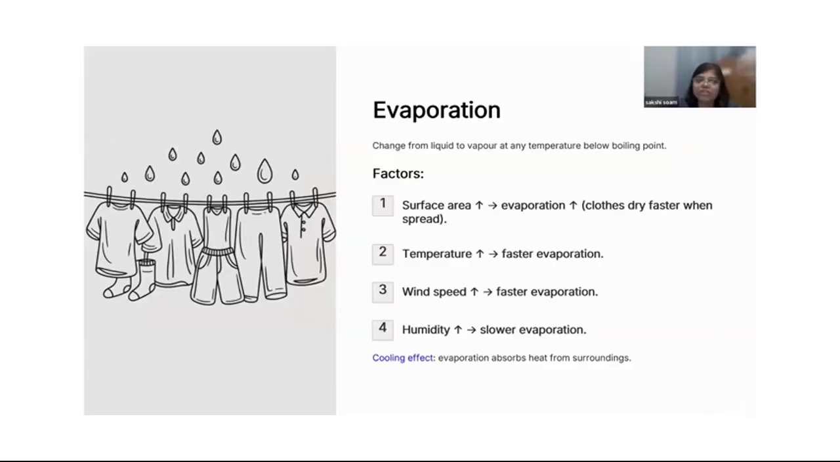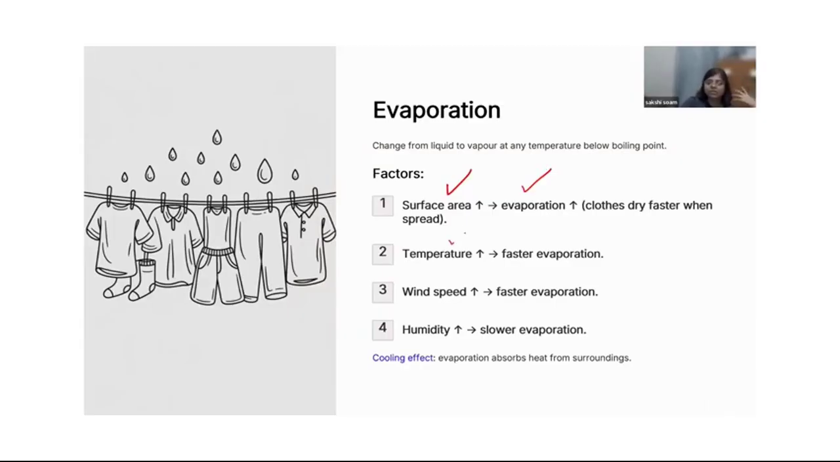Evaporation is changing from liquid to vapor state, and that happens below the boiling point. This depends on a few factors. Surface area: if you increase the surface area, then evaporation is greater. If you dry your clothes in a crumpled state, they will take a very long time to dry. But if you spread them properly, they will dry faster. So if the surface area is more, the evaporation is more.